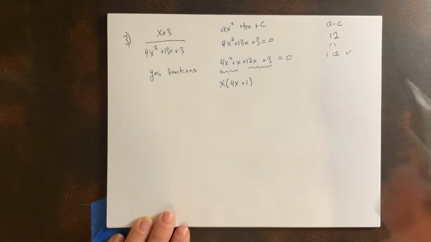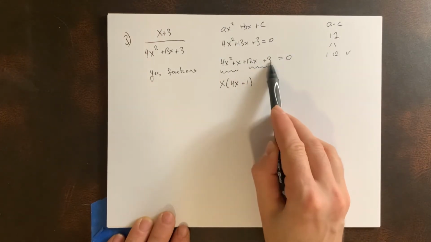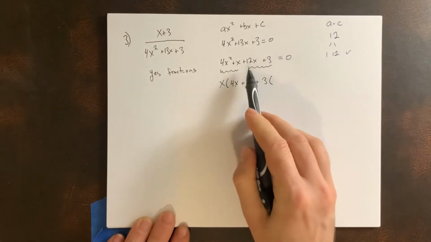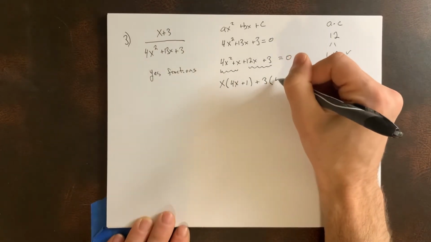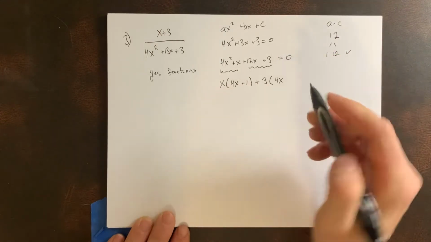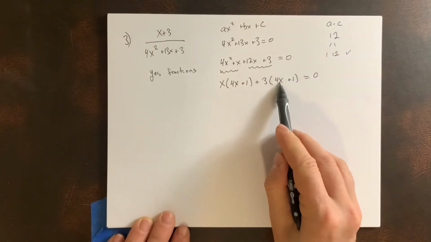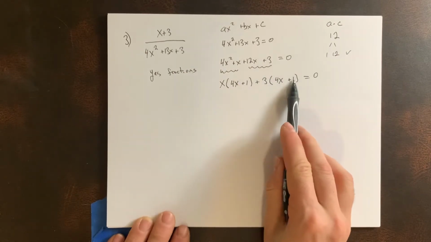So that's okay. Now in this next one, we can take out a 3. If we take out a 3 from 12x, we're going to get a 4x. And if we take out this 3, we're going to be left with a 1. So again, 3 times 4x is 12x. 3 times 1 is 3.